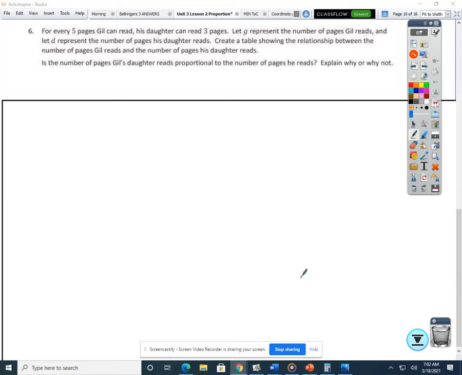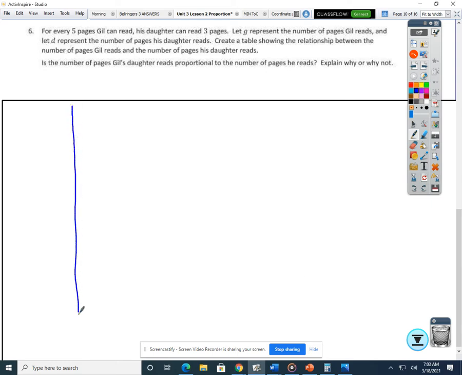Problem number 6. For every 5 pages Gil can read, his daughter can read 3 pages. Let G represent the number of pages Gil reads, and D represent the number of pages his daughter reads. Create a table showing the relationship between the number of pages Gil reads and the number of pages his daughter reads. And our question says, is the number of pages Gil's daughter reads proportional to the number of pages he reads? Explain why or why not.